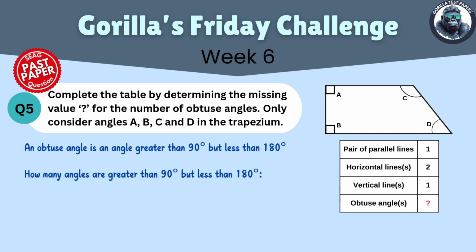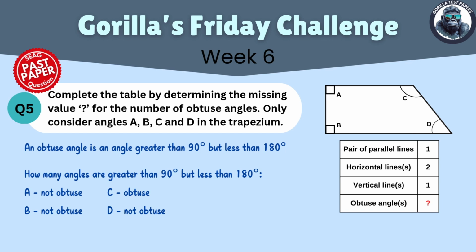Looking at angle A, we can see it is 90 degrees, which is not an obtuse angle but a right angle. Looking at angle B, it is also 90 degrees, which is not an obtuse angle but a right angle. Angle C we can see is greater than 90 degrees and less than 180 degrees, so therefore this angle is an obtuse angle. And angle D we can see is less than 90 degrees, so is therefore not an obtuse angle but an acute angle.